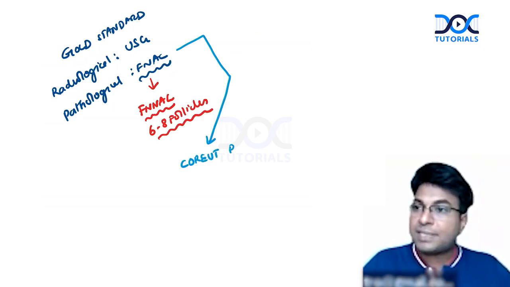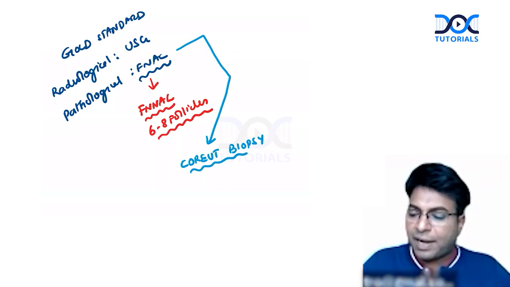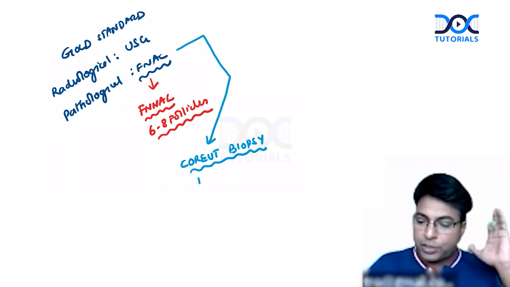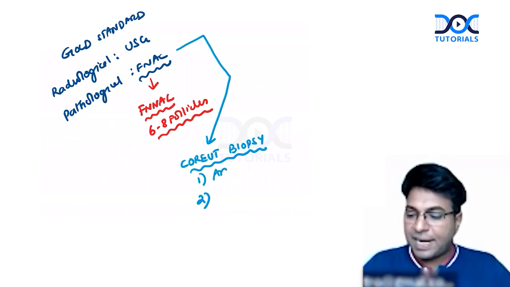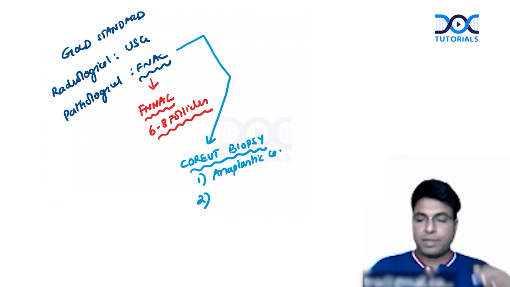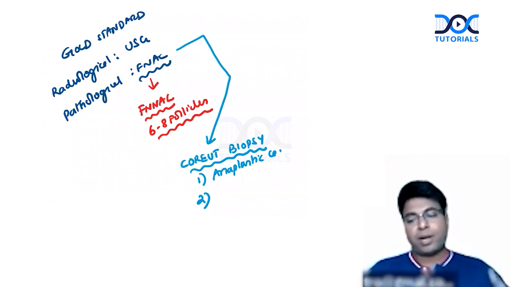Where are the two places where FNAC cannot be done? And therefore, we go for a core cut biopsy. Can you tell me what are the two? 1, 2. Very good, very good. Anaplastic cancer, number 1. One more. For follicular cancer, we don't do FNAC, we don't do core cut biopsy also. FNAC is not useful in follicular.